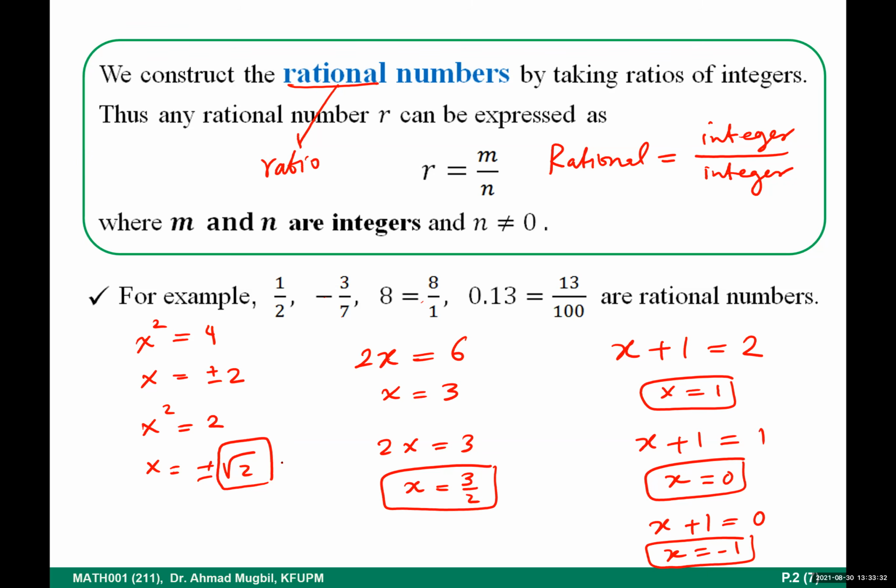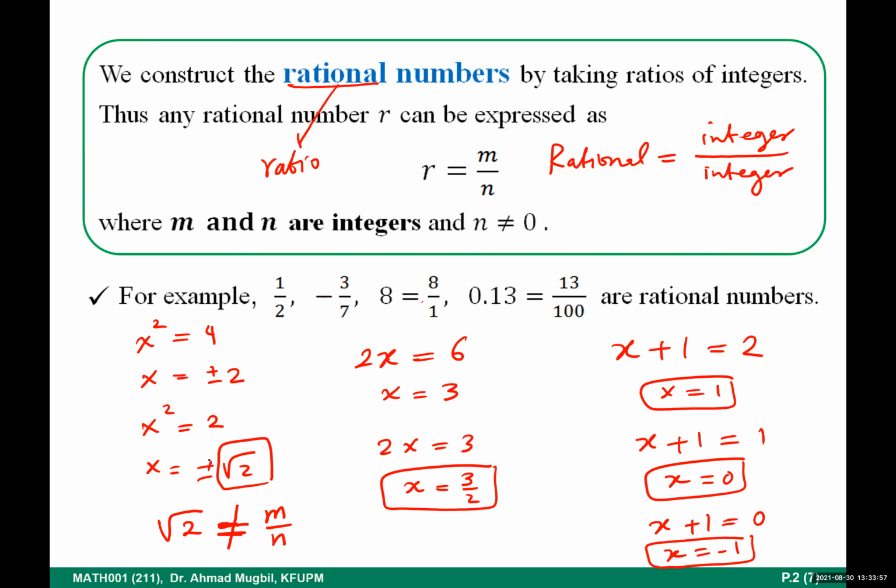How to prove that it is irrational? There is a proof, by the way. If you just Google it, how to prove that square root of 2 is not rational. It is so easy to prove by using the idea of even and odd. What I can tell you here is that the square root of 2 does not equal m over n, where m and n are integers. It can never be written as an integer over an integer.